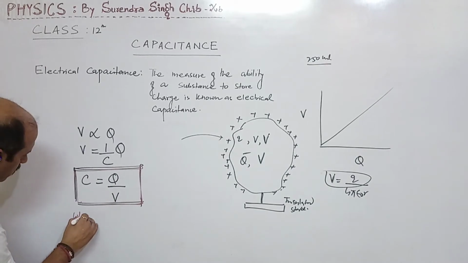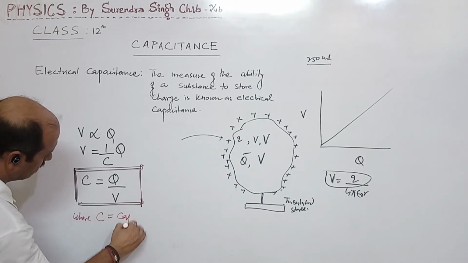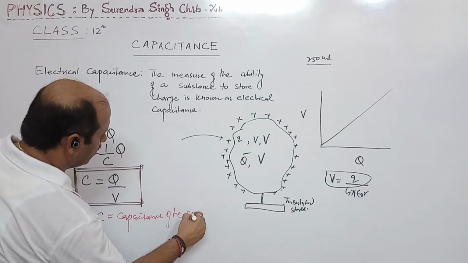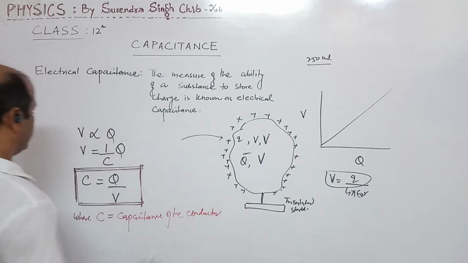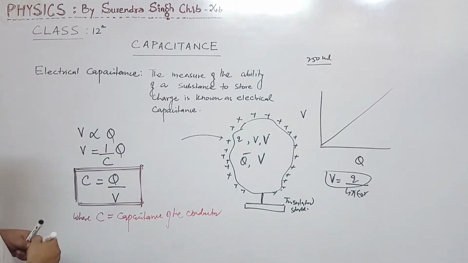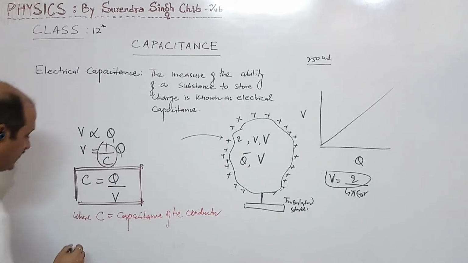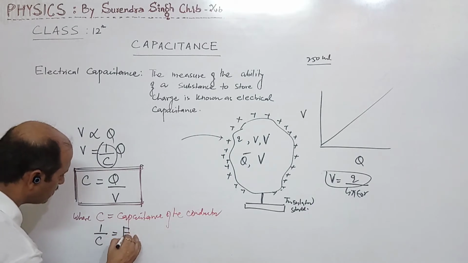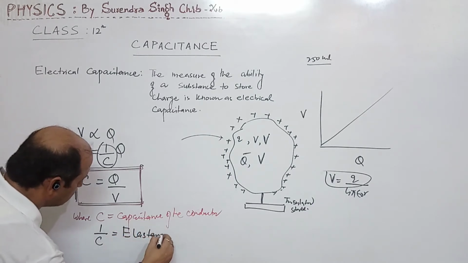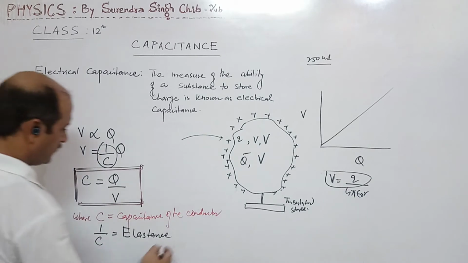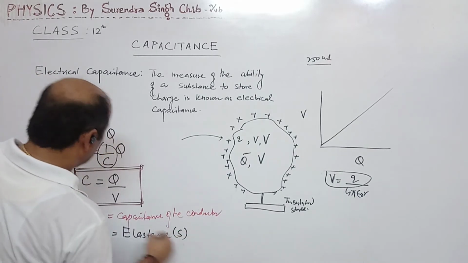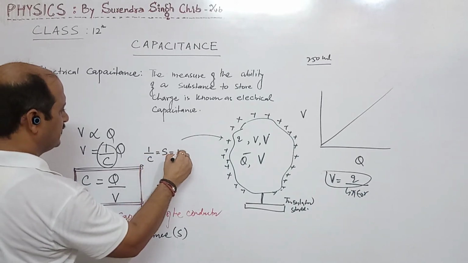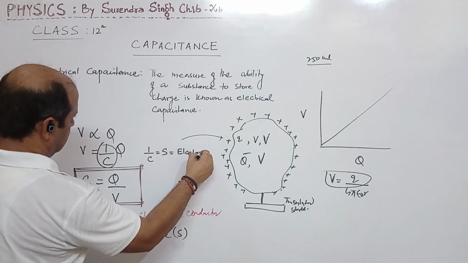Where C is the capacitance of the conductor or a substance. And what is the reciprocal of the capacitance? This is 1 upon C. This is very important, students do not remember it. This is elastance, the elastance of the substance. Its symbol is S. So 1 upon C we can write as S. And what is S? Elastance.